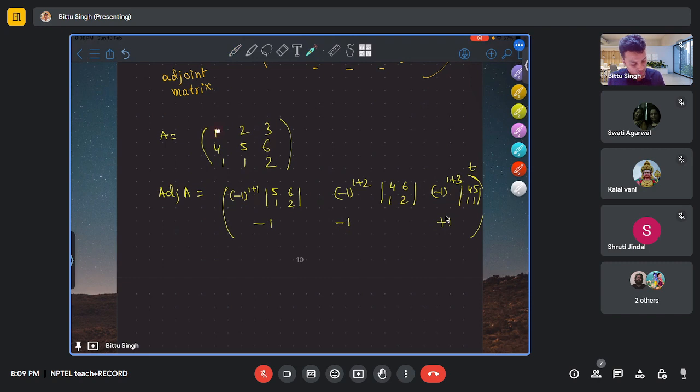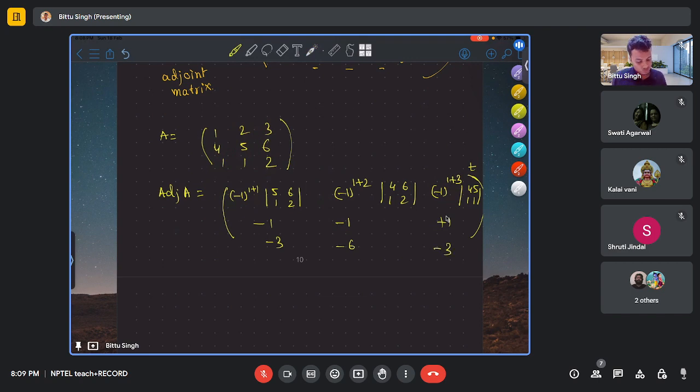Similarly, if you consider this thing, then it will be 2 times 6, 12 minus 15. So minus 3. Corresponding to this, we are getting 6 minus 12, that is minus 6. And corresponding to 2, we are getting 5 minus 8, minus 3.